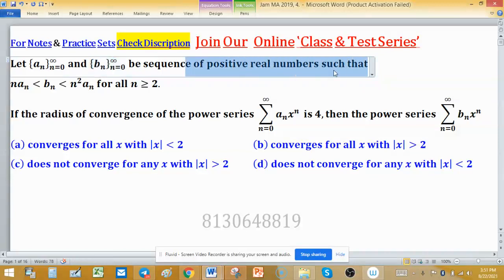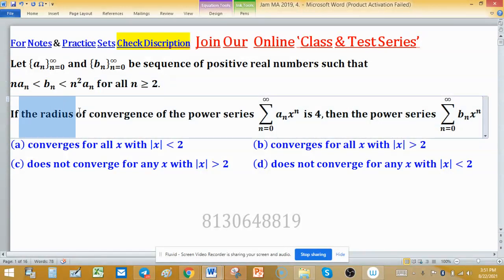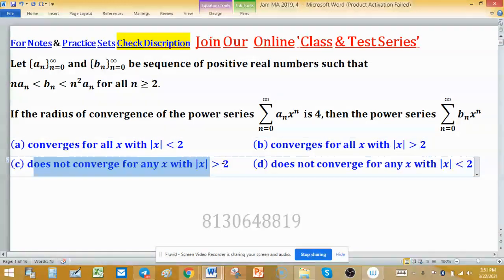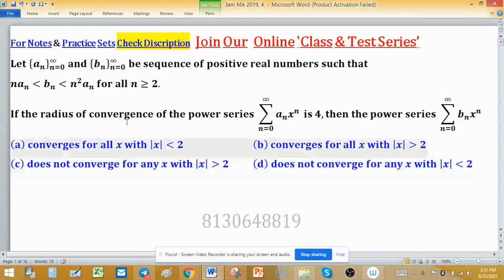Let bn be a sequence of positive real numbers such that n an < bn < n² an for all n ≥ 2. If the radius of convergence of the power series Σ an x^n is 4, then the power series Σ bn x^n: option A, converges for all x with |x| < 4; option B, converges for all x with |x| > 4; option C, does not converge for any x with |x| > 4; and option D, does not converge for any x with |x| < 4.